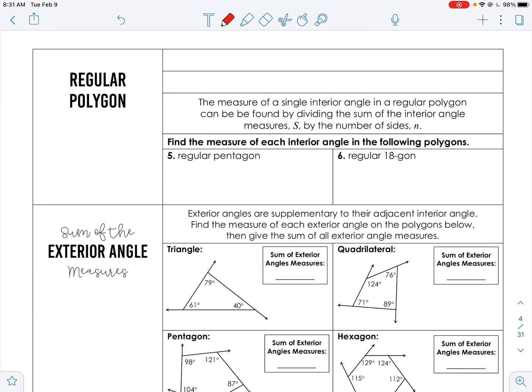All right, now let's talk about the word regular. A regular polygon, okay, that's very important. I'm going to highlight that word regular. I'm going to do it twice, get it dark. Here we go. One more time. Regular polygon. The measure of a single interior angle in a regular polygon can be found by dividing the sum of the interior angle measures S by the number of sides.